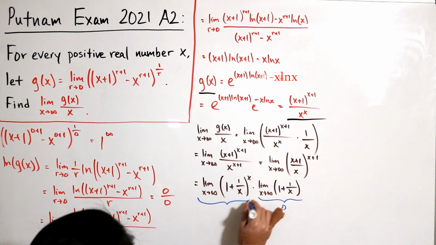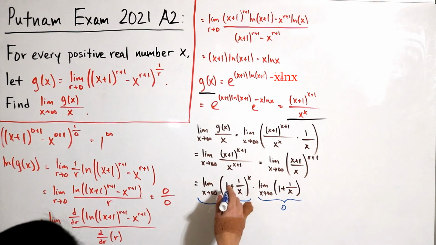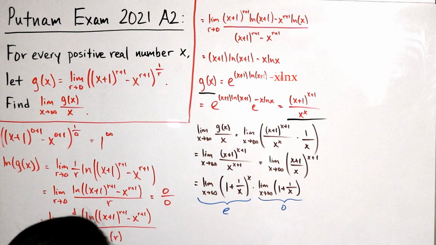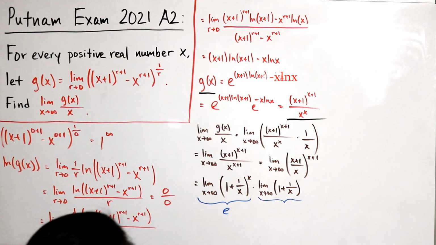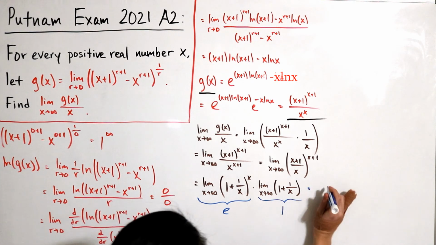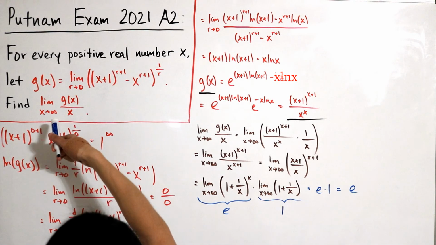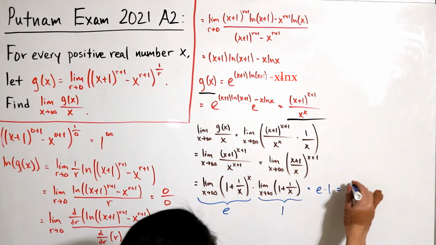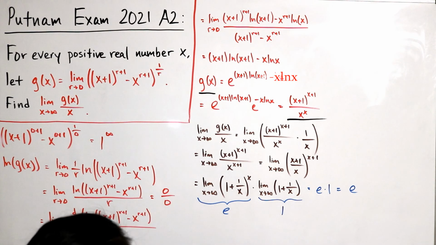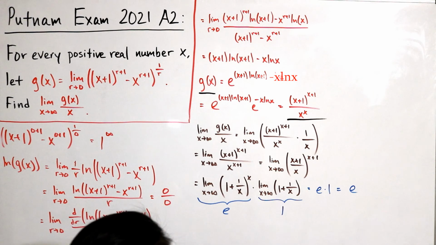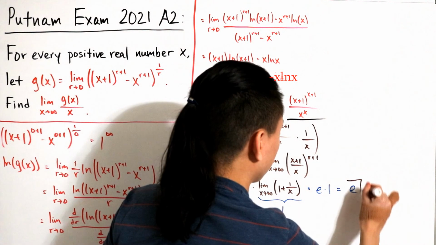Over here, you'll notice that this is the limit definition of e. This is supposed to be 1. Sorry about that. So that's 1 over here. And so therefore we have e times 1. And so the limit as x approaches infinity of g of x divided by x is equal to just e. And just like that, we are done with this simple limit calculation.